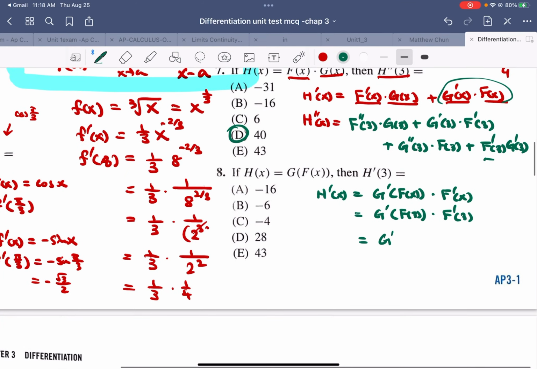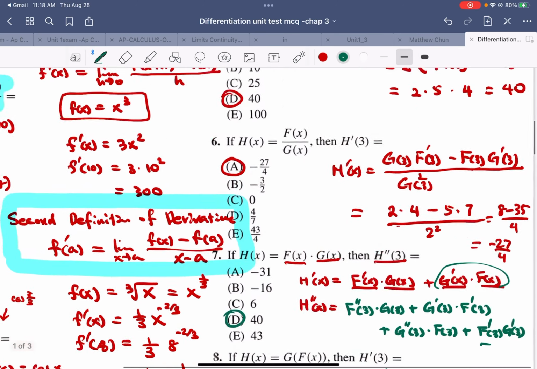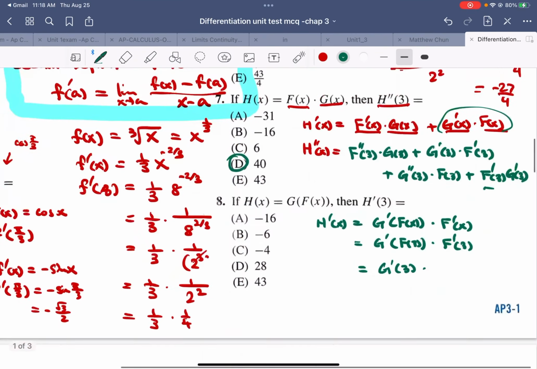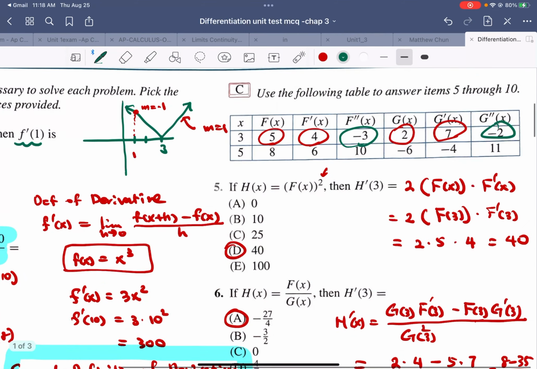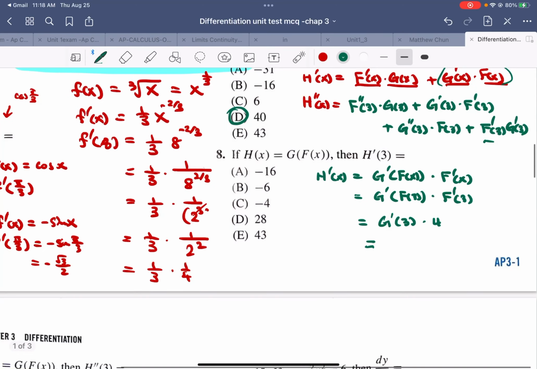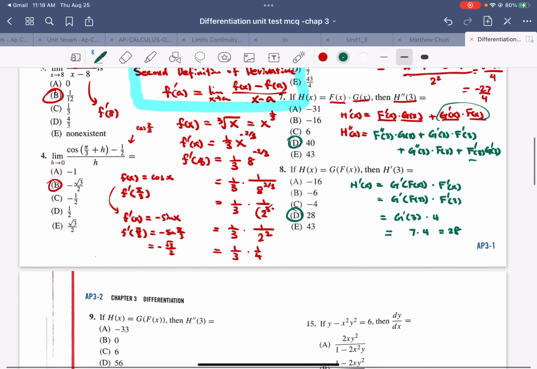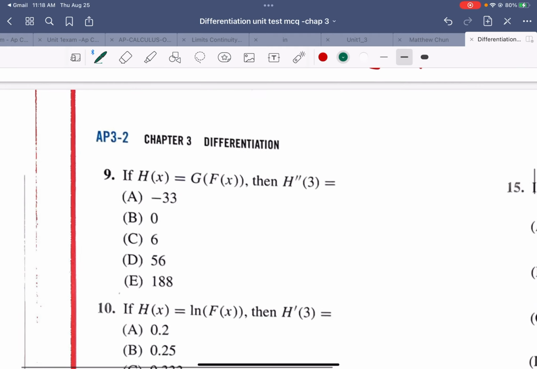So g prime of this one, 3 times f prime of 3, is 4 times 4. What was the g prime of 3? G prime of 3 is 7. So 7 times 4, so 28 will be your final answer, D. Okay, that's how you're going to use the table. Now let's move on here.